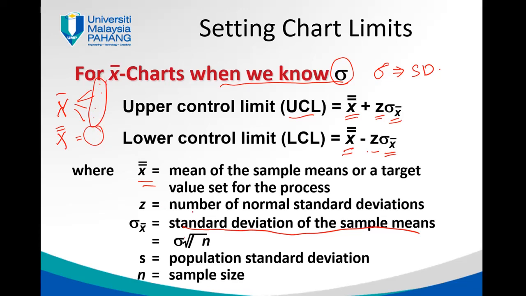Z is the number of normal standard deviations. Normally we set it as a fixed value, so later on I will explain. The standard deviation of the sample mean is given in this form: the population standard deviation sigma, and n is the sample size.